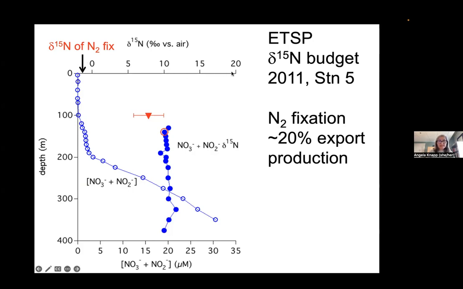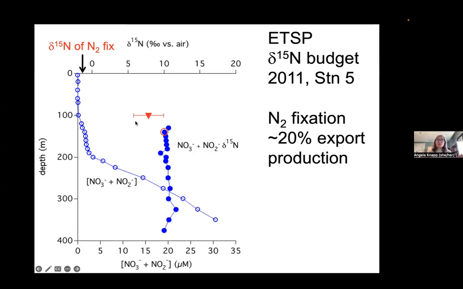The upper x-axis is delta N15 from -2 to 20 per mil. The delta N15 of subsurface nitrate is here, and it's about 10 per mil throughout the water column. I'm also showing you the delta N15 of the sediment trap material. So it was about 8 per mil. And up here on the top x-axis, this arrow represents the delta N15 of newly fixed nitrogen. So here we actually assign it a delta N15 of -1.